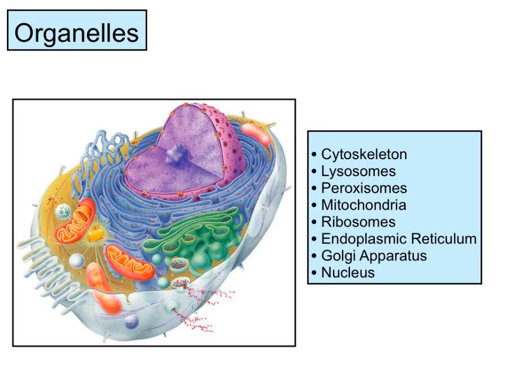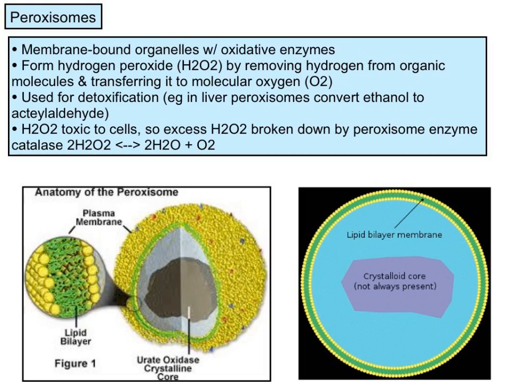Next, we have our peroxisomes. Peroxisomes are fairly similar to our lysosomes, except that the enzymes bound within this particular organelle are going to be oxidative in nature. So we say that they're oxidative enzymes. These peroxisomes form hydrogen peroxide, H2O2, by removing hydrogen from various organic molecules and transferring it to molecular oxygen.